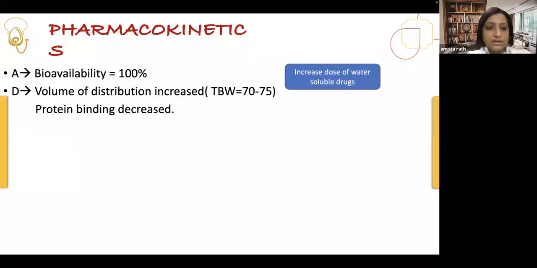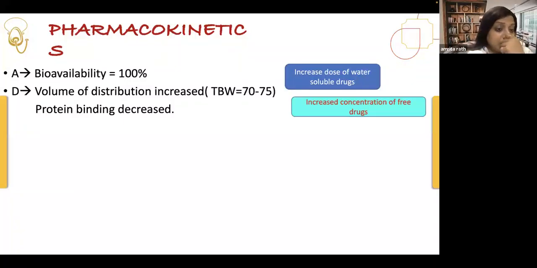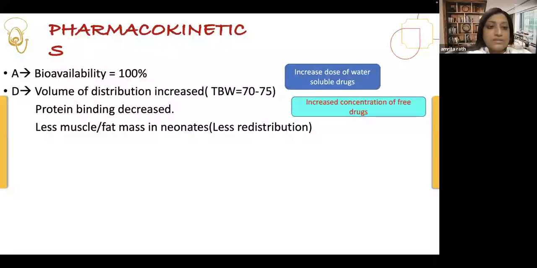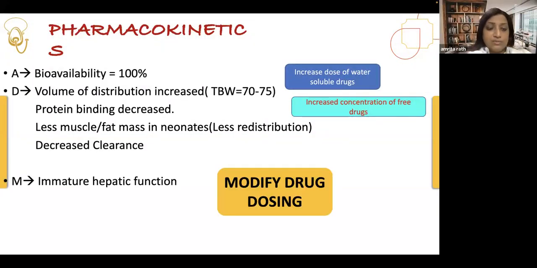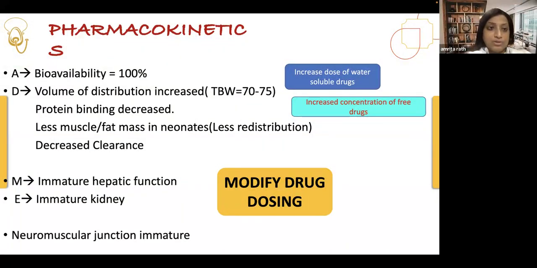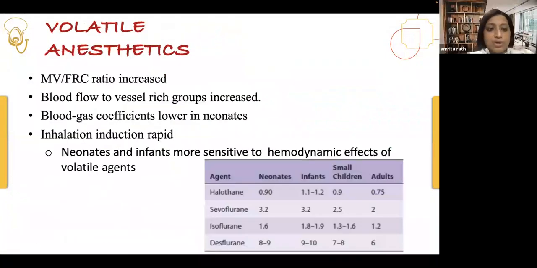Next comes protein binding. Protein binding is decreased, so the concentration of free drug is more. Next, they have less redistribution because their muscle and fat are less, and they have a reduced clearance, so the maintenance dose has to be reduced. Also, the hepatic enzyme function is immature, so you have to be very careful while you choose the drug. The neuromuscular junction is also immature. For volatile anesthetics, how they achieve their MAC depends mostly on the minute ventilation to FRC ratio.